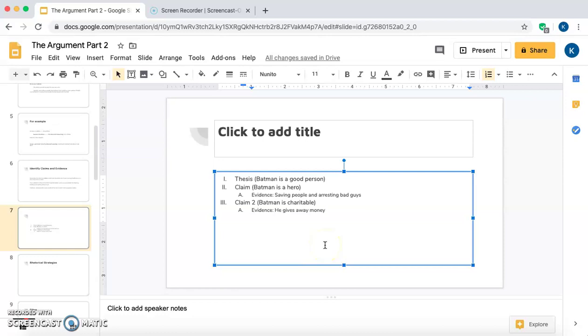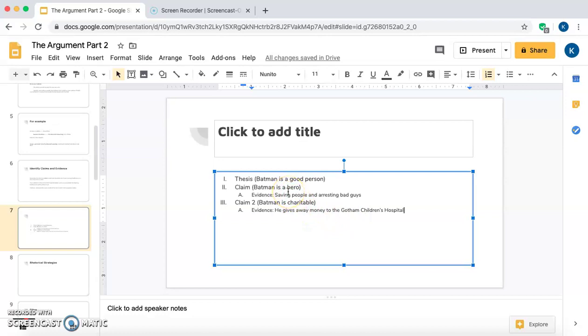So what we would need to do is to tell our readers where he gives or to whom he gives that money. So he gives away money to the Gotham Children's Hospital. Sure, I made that part up. Might be true, might be not. But what this does now is it gives our readers something to look up and verify for themselves, right?